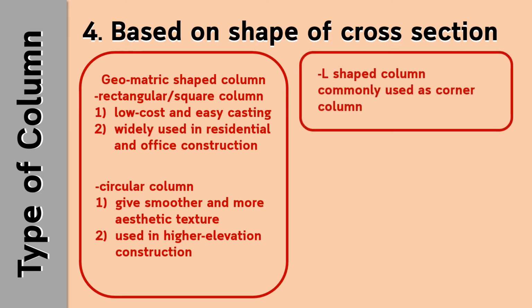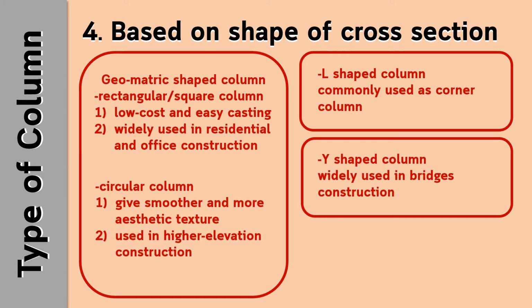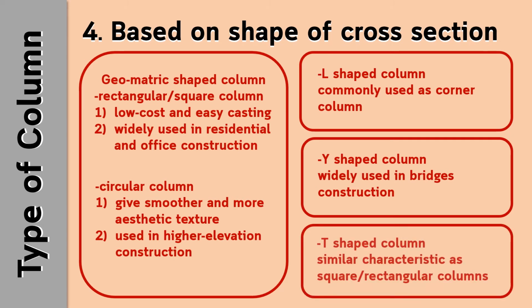The next one is the L-shaped column. It is commonly used as a corner column. Then the Y-shaped column. This type of column is widely used in bridge construction. And the last one is the T-shaped column, which has similar characteristics to square and rectangular columns.